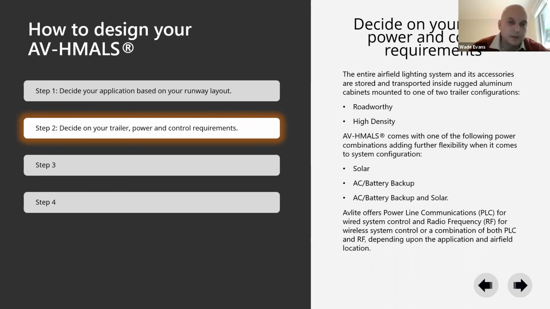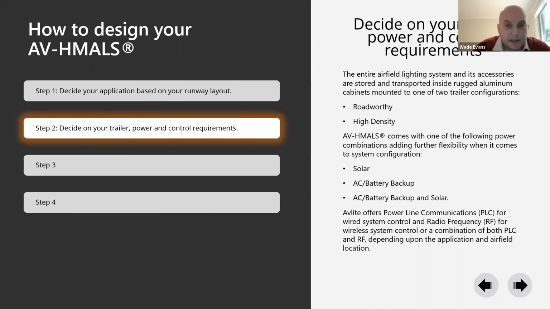So you need to define what power system you're going to be utilizing. Is it going to be solar? Is it going to be AC with battery backup? Or is it going to be AC with battery backup and solar for added redundancy? On top of that, you also define what communication method you want to utilize. You can utilize PLC or RF or a combination of both.